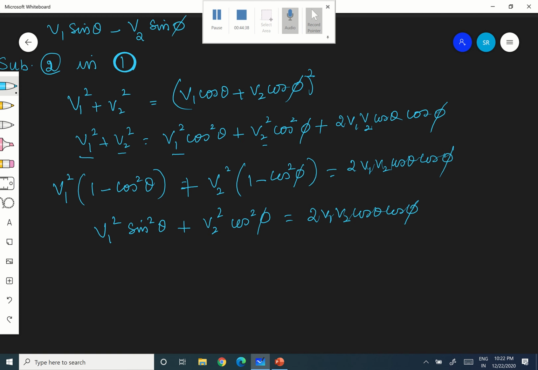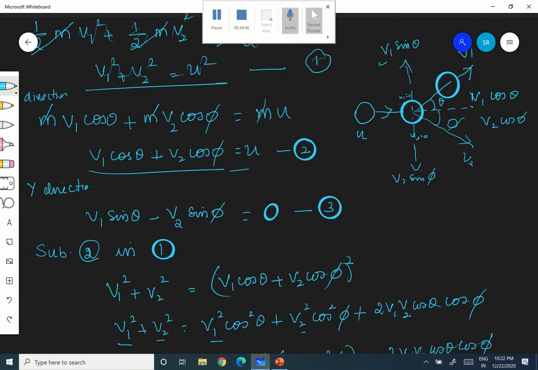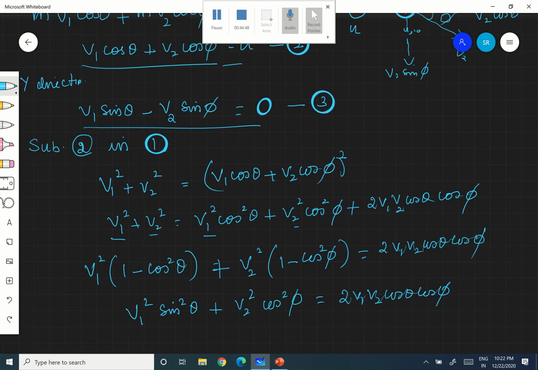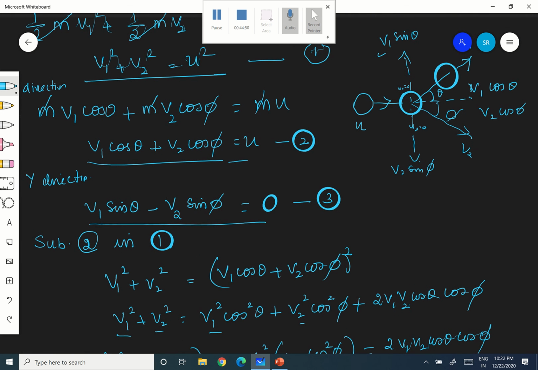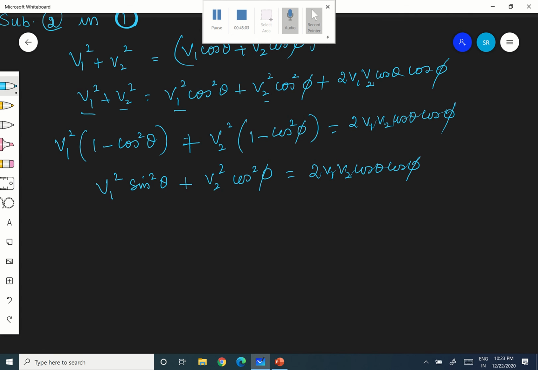Now, see, there is one more equation, the third equation you see here. What is the third equation? v1 sin theta minus v2 sin phi is equal to 0. Therefore, you will get that v1 sin theta is equal to v2 sin phi. Therefore, substitute here. From equation number 3, you know v2 sin phi is equal to v1 sin theta.